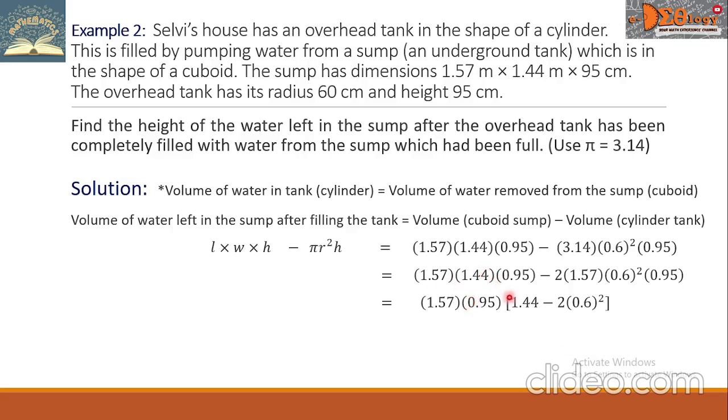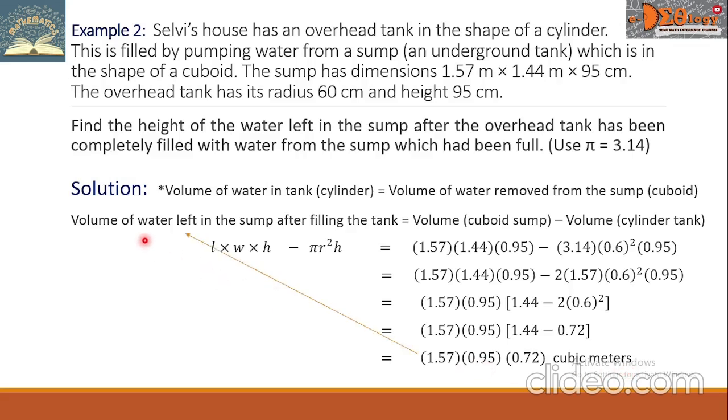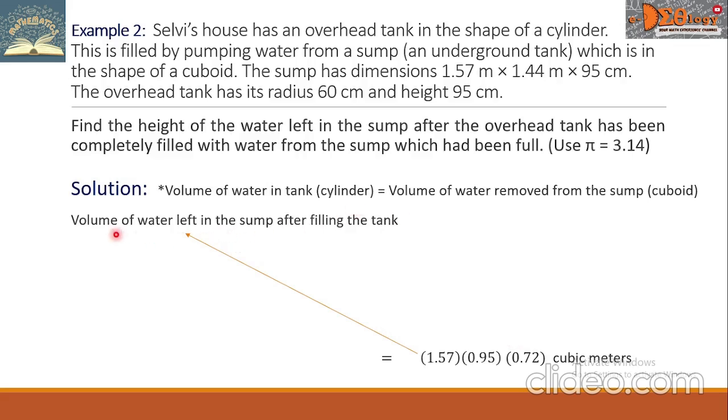What remains in the first group is 1.44 minus, in the second group, the remaining values are 2 times the square of 0.6. We simplify the product. 2 times the square of 0.6, we will get 0.72, and the difference inside the grouping symbol is 0.72. And for now, this is in cubic meters, this is our volume of water left in the sump after filling the tank. Let us copy these values near this volume.